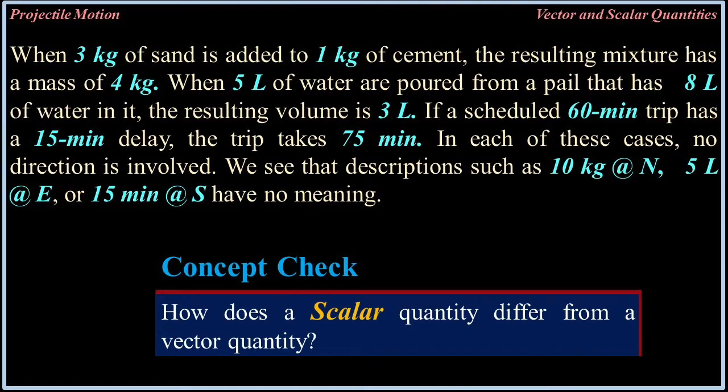When 3 kilograms of sand is added to 1 kilogram of cement, the resulting mixture has a mass of 4 kilograms. When 5 liters of water are poured from a pail that has 8 liters of water in it, the resulting volume is 3 liters. If a scheduled 60-minute trip has a 15-minute delay, the trip takes 75 minutes. In each of these cases, no direction is involved. We see that descriptions such as 10 kilograms north or 5 liters east or 15 minutes south have no meaning. How does a scalar quantity differ from a vector quantity?